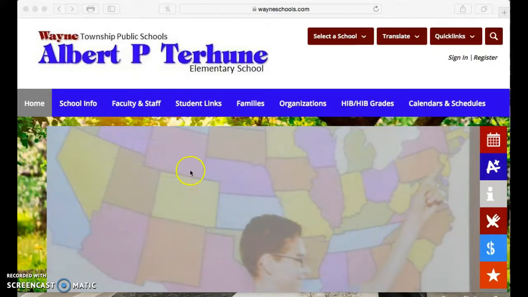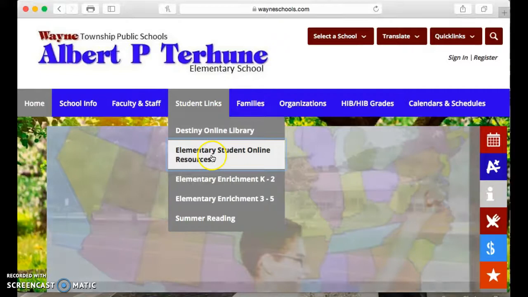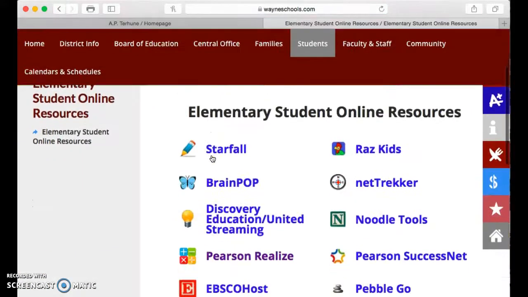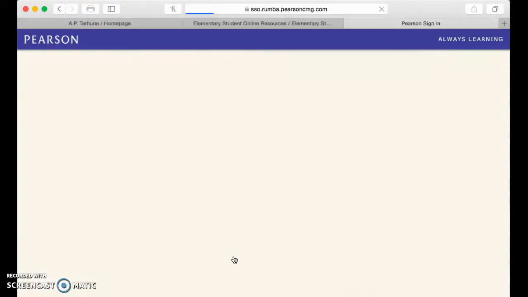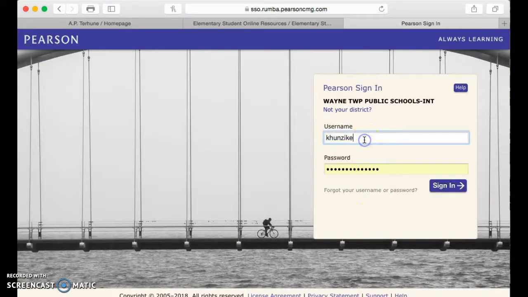resources there. So you're going to start at the AP2 school website, you're going to go into Student Links, Elementary Student Online Resources, you'll scroll down to Pearson, and I'm actually going to log on as one of you. This way you'll have a much better idea of what it will look like when you actually log in.